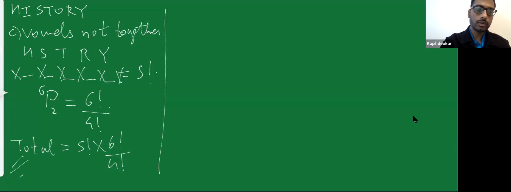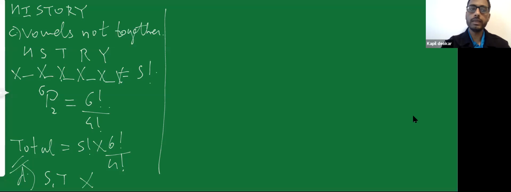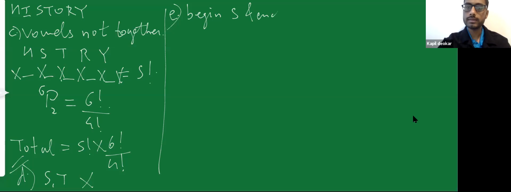After this, I want you to solve for S and T should never be together. I'll continue with the question. You can solve later. The next question is such that the word history should begin with the letter S and it should end with the letter T. In how many ways can I arrange the letters of the word history such that it begins with S always and it ends with T always?